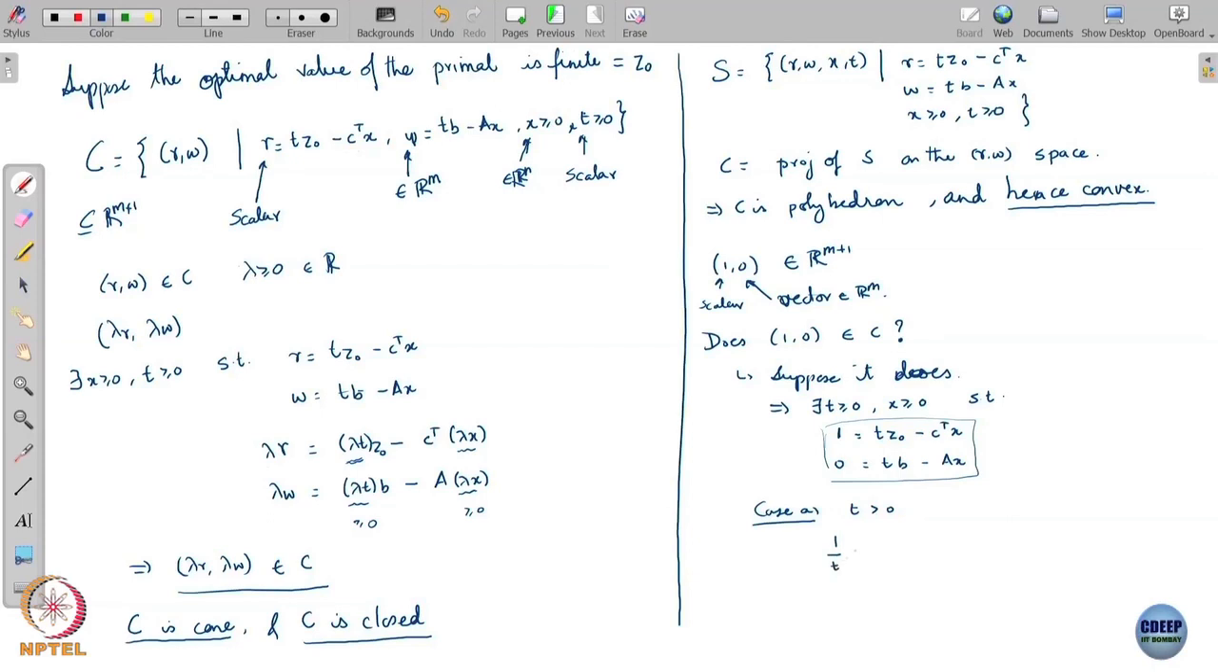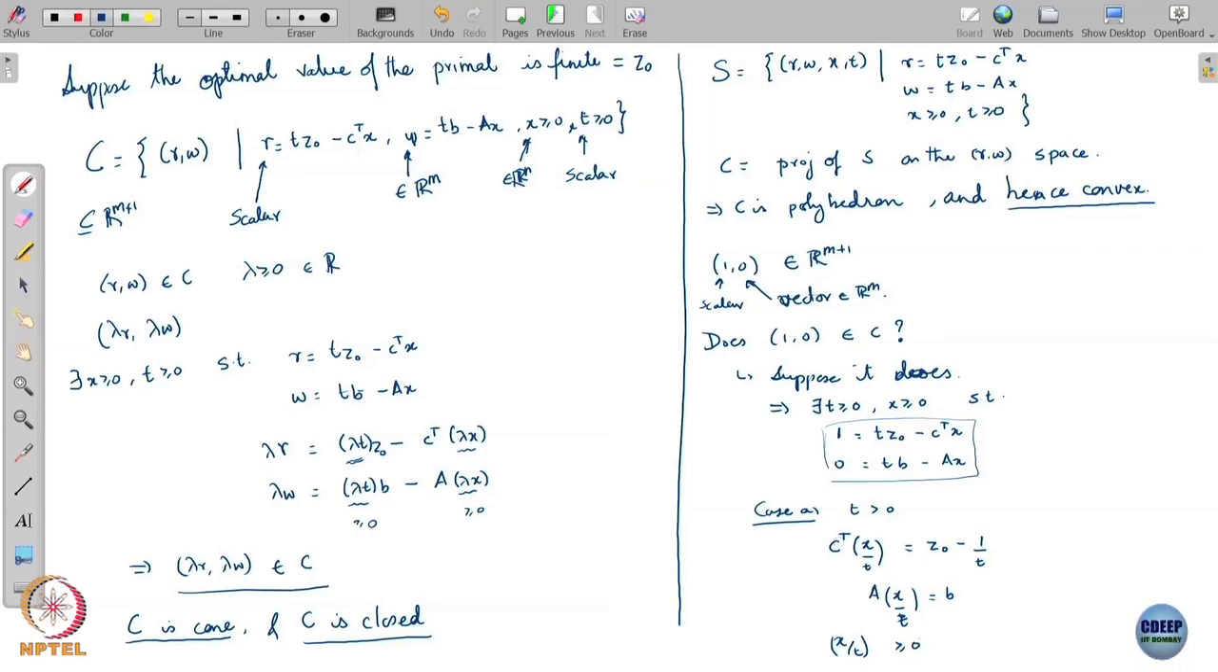I get that c transpose x by t is equal to z 0 minus 1 by t. And the second equation, if I divide throughout by t, I get also that A into x by t is equal to b. Now, I already have x greater than or equal to 0, t greater than or equal to 0. This means that x by t is greater than or equal to 0.